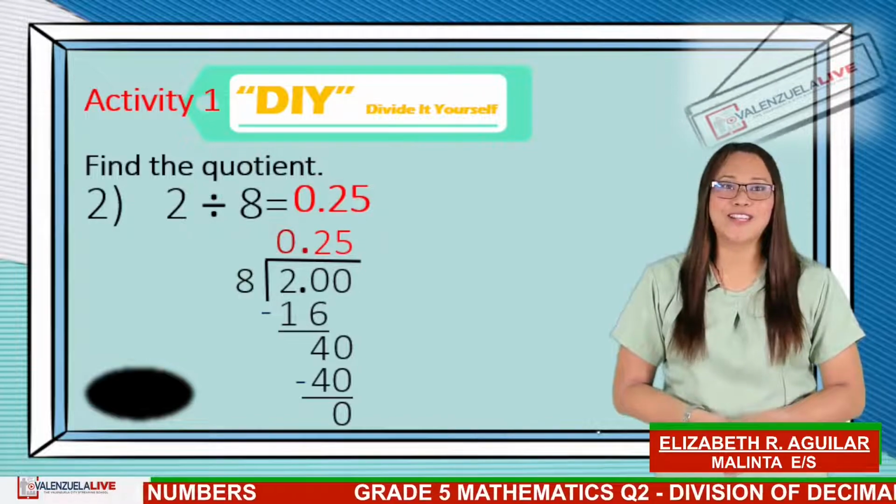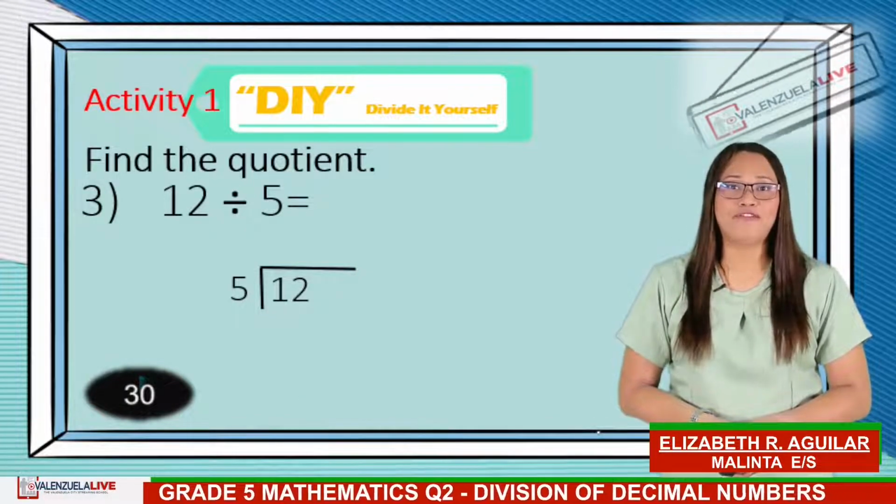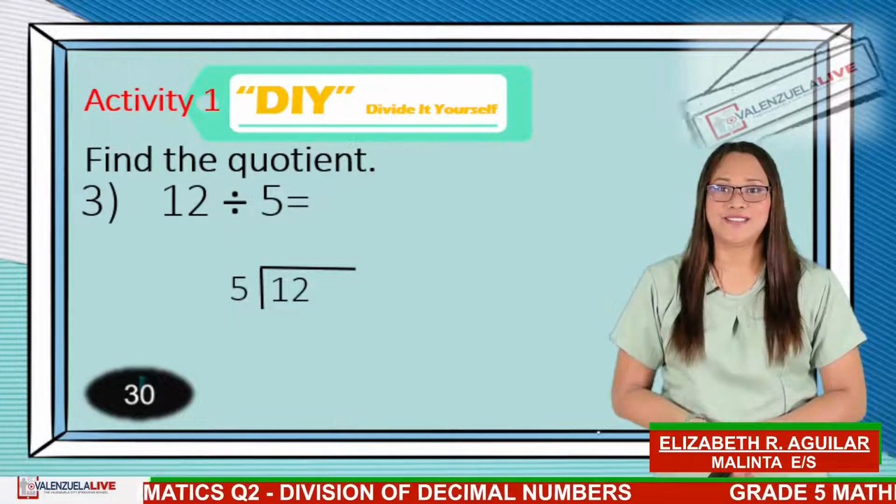Okay, let's go to the next number. Number 3. 12 divided by 5. Okay, I will give you another 30 seconds for this.